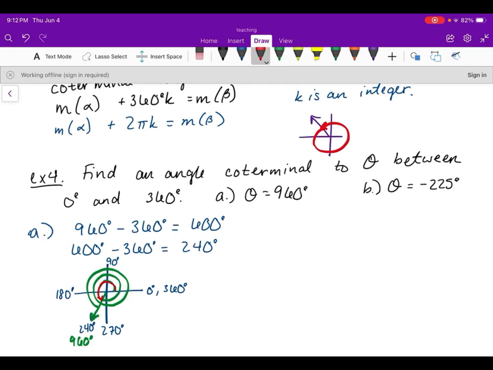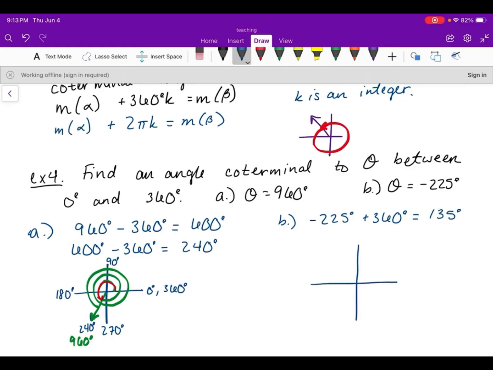Now for part B, the issue is that we have a negative angle. This is another really common use of coterminal properties: if you have a negative angle, you can make it more manageable by adding 360, again, to get it between 0 and 360. That way you don't have to worry about plotting clockwise instead of counterclockwise. You can just use coterminal.